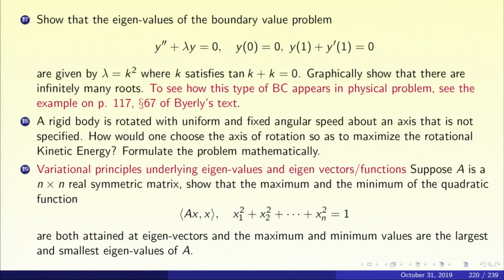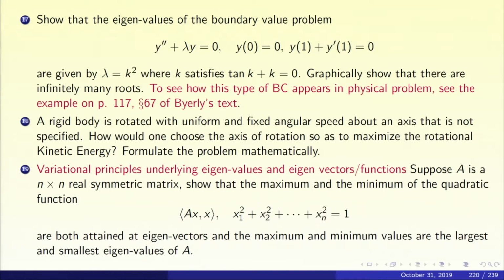Instead of looking at a 3 by 3 real symmetric matrix, let us look at an n by n real symmetric matrix. And then let us look at the maximum and minimum of the quadratic function Ax dot x. Ax dot x means A is a matrix, x is a column vector, so Ax dot x is x transpose Ax. So, we have generalized the previous problem from the rigid body to an n by n real symmetric matrix. Our variational problem is to maximize the quadratic function x transpose Ax subject to the condition x1 squared plus x2 squared plus etc plus xn squared equal to 1.